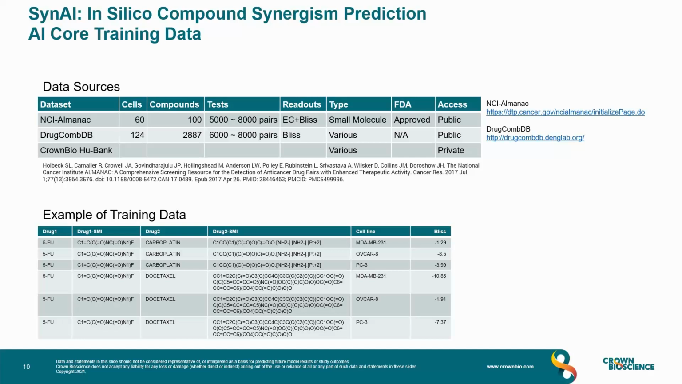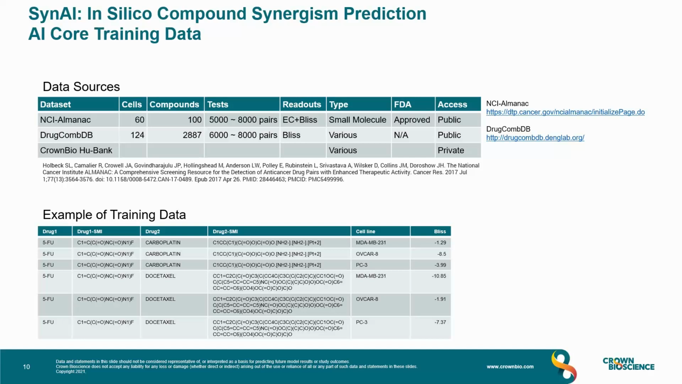The NCI dataset is a very well-known synergism dataset, consisting of 60 NCI cancer cell lines which have been tested across 100 FDA-approved small molecule treatment solutions. As a result, each of the cell lines will have roughly 5,000 to 8,000 pairs of compound readouts with the Bliss scores and the compounds.